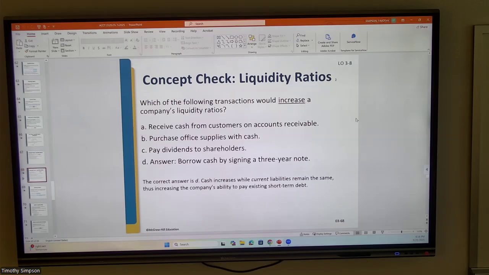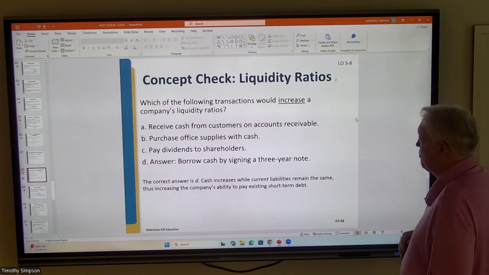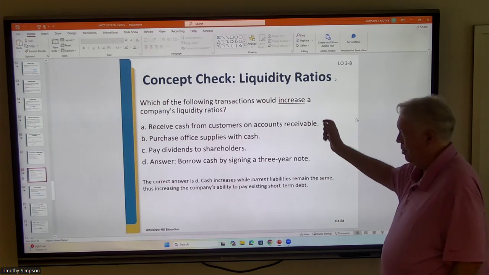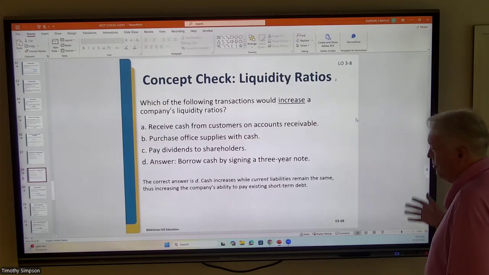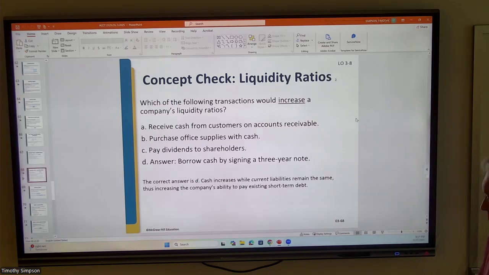What happens is current assets and current liabilities both go up. That doesn't mean it's going to result in the same ratio. It just depends upon what the numbers are. When I first saw this, I thought, well, A looks pretty good too, receiving cash from customers on accounts receivable. However, in reality, what's going on here is you're lowering one current asset, accounts receivable, and replacing it with cash. And so that kind of looks a little bit deceiving in that regard. But the correct answer is going to be D, borrowing cash by signing a 3-year note.